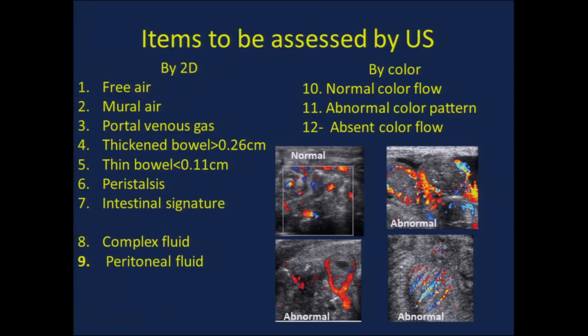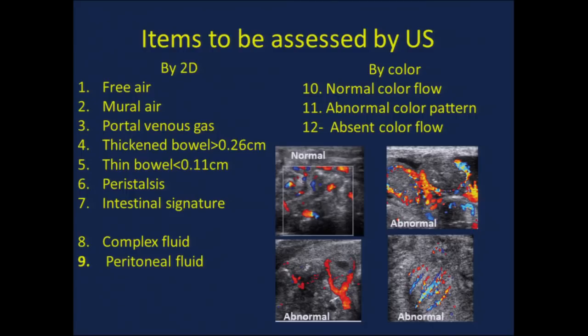With ultrasound, we have up to 12 markers that you can identify. Some of them can be identified by two dimension, and some of them can be identified by color, which reflects the perfusion and can be reliable for either hyperemia or ischemia, which are two different entities in the development of NEC.